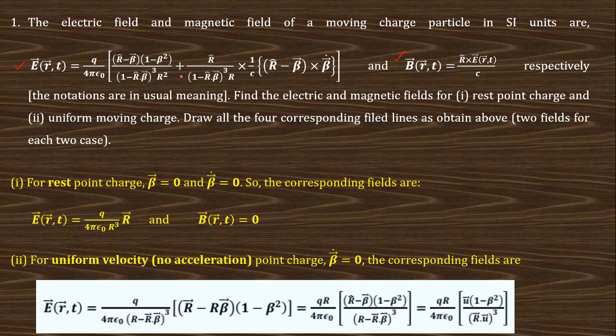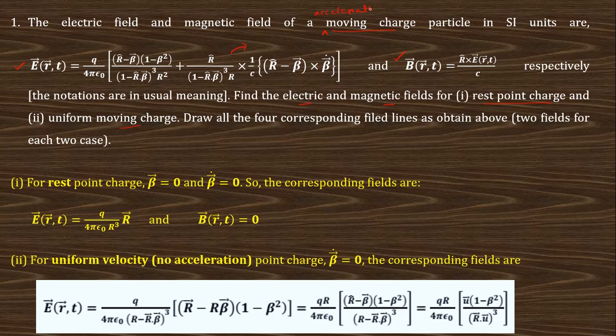There are the usual notations, like beta is the velocity divided by c, and so on. E is the electric field, B is the magnetic field. Find the electric field and magnetic field for the rest point charge and the uniform moving charge. This is an accelerated particle. These expressions are for an accelerated moving particle.